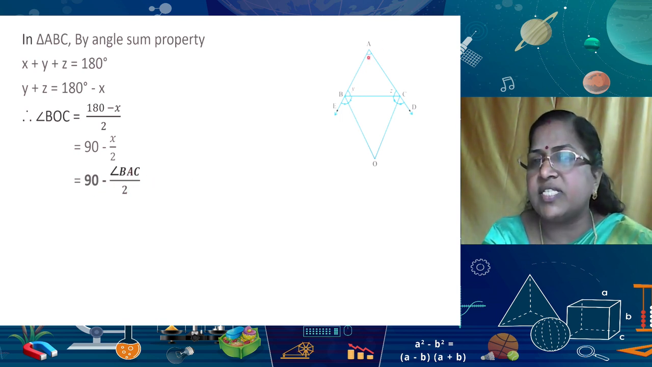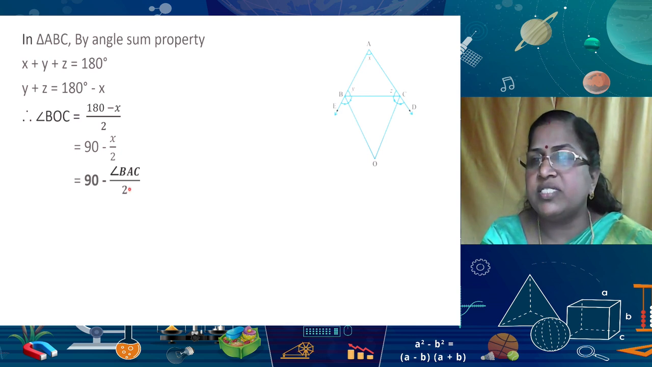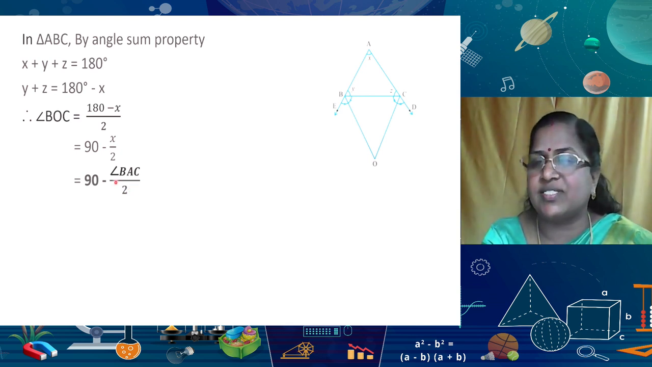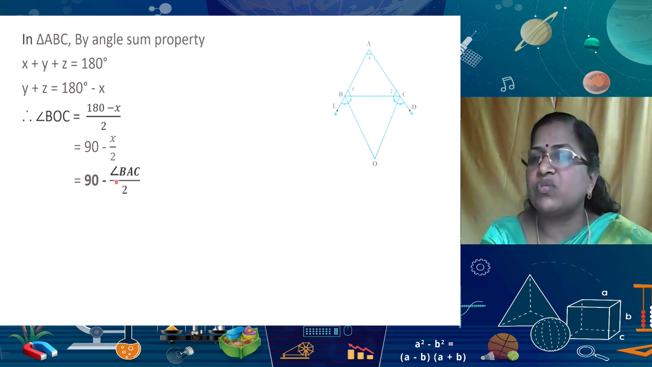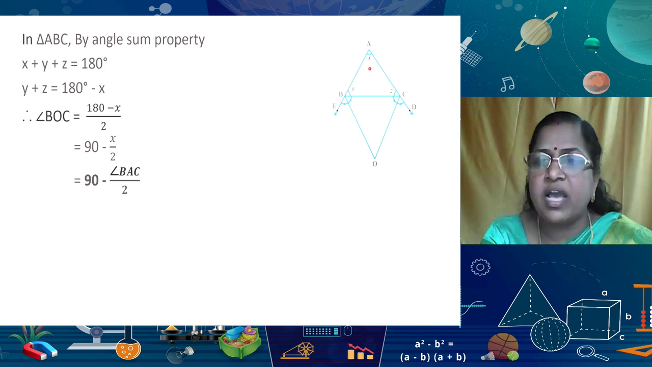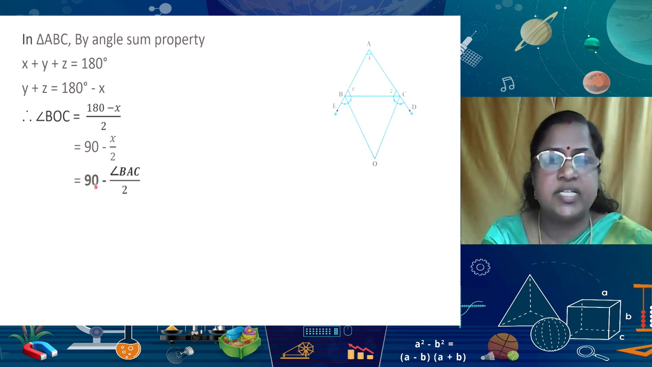Suppose this angle is 60 degrees. What will BOC be? BOC is equal to 90 minus 60 upon 2. 60 upon 2 is 30, so 90 minus 30 is 60 itself. In this way, we can solve. If we are given this angle, we can find angle BAC, and if we are given BAC, we can find angle BOC by this relation.